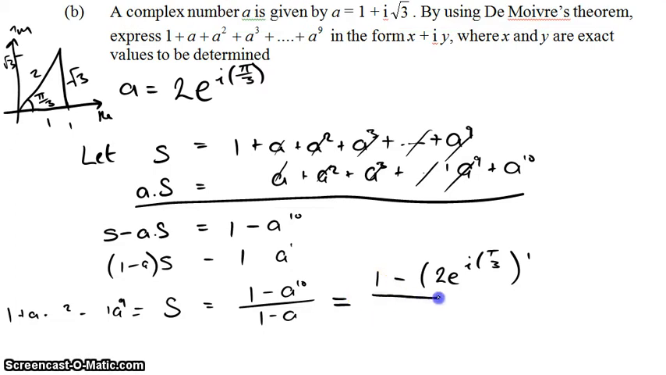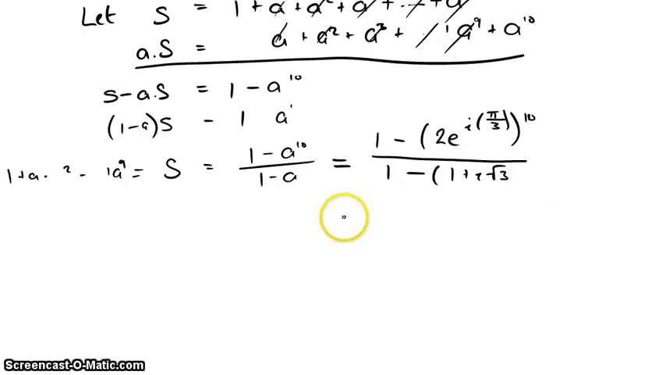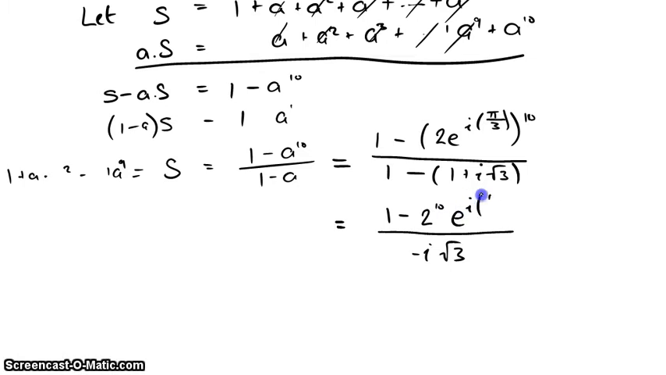So what I want to do, let me just put this back up here. I might just leave this in its original form. So 1 minus 1 plus i root 3. Okay, so now we're cooking with gas. What can we do? The bottom line is just going to be equal to minus i root 3. What about the top line? This will be 1 minus 2 to the power of 10 e to the i 10 pi upon 3.